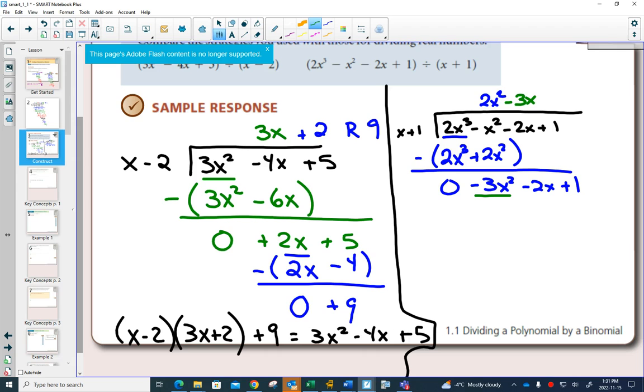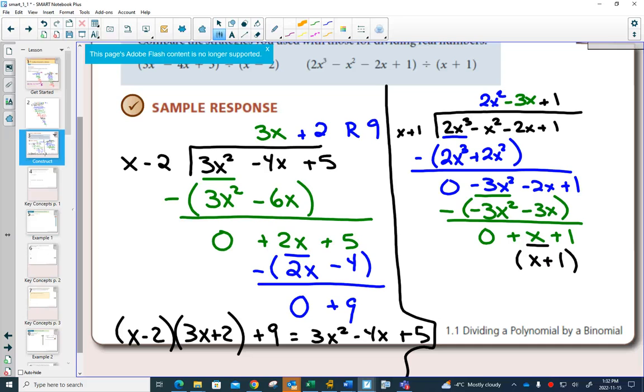Negative 3x times x is negative 3x squared. Negative 3x times 1 is negative 3x. Put it in brackets and subtract. This will be 0. Negative 2 minus a negative will be plus x. And 1 minus 0 is 1. Then, switch colors. Now my first term is an x. Is there something I can multiply x plus 1 by to get an x? Plus 1. I get x plus 1, which I put in brackets and I subtract. x minus x is 0. 1 minus 1 is 0. We have no remainder.